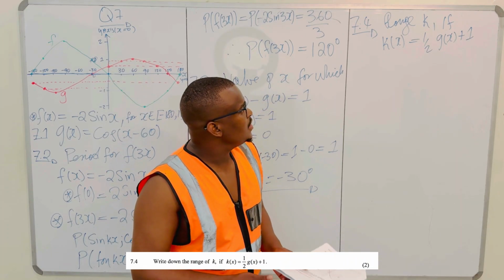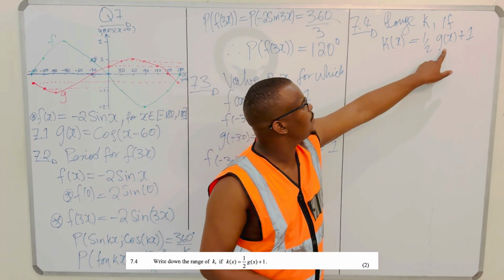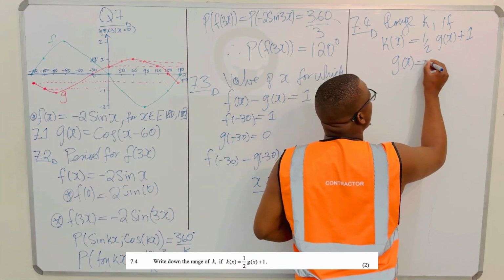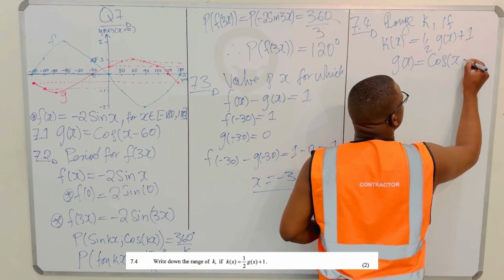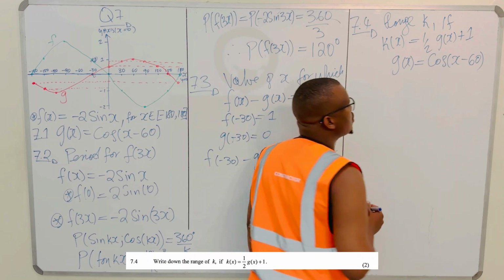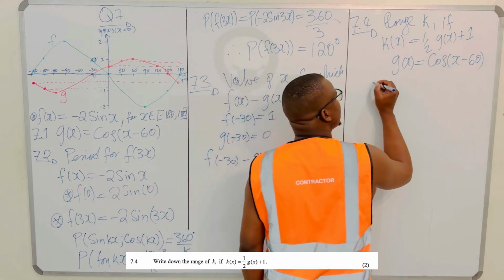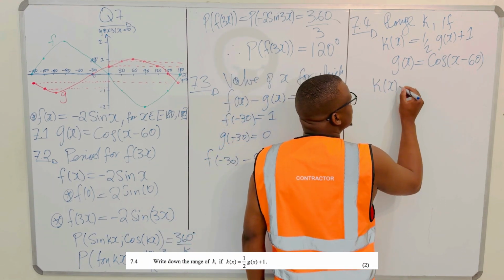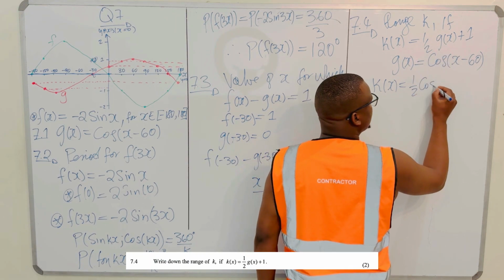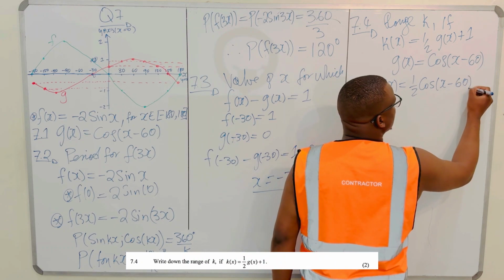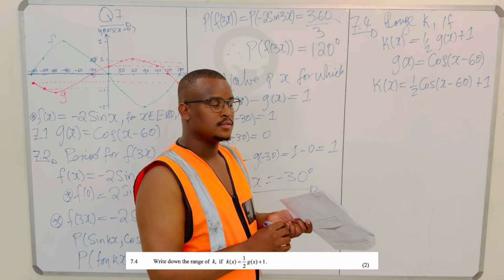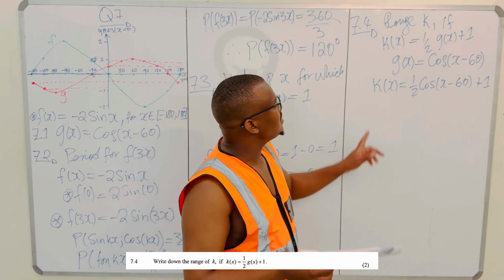So, now k of x is defined to be this function. We're given that g of x is equal to cos of x minus 60 degrees. That's what we were told. So, k of x is equal to half of g of x. G of x is this. So, it's half cos x minus 60 degrees plus 1 unit. Then, you want the range for this thing.